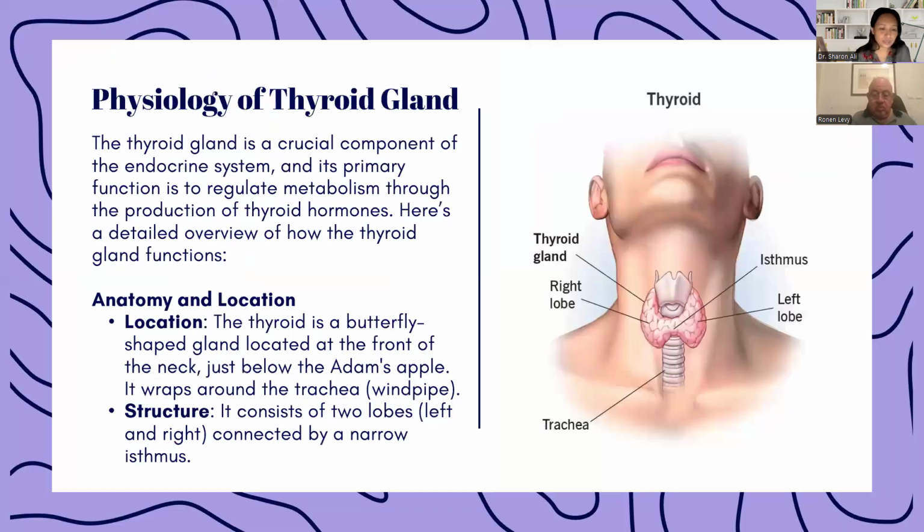Now we know that it's a crucial component of the endocrine system. When we examine the patient for thyroid, we ask them to swallow, and we see the gland go up and down. That's usually a very good way of differentiating swelling of the neck and thyroid from other swellings of the neck, by making them swallow. Then you see the thyroid gland move up and down along with the larynx.